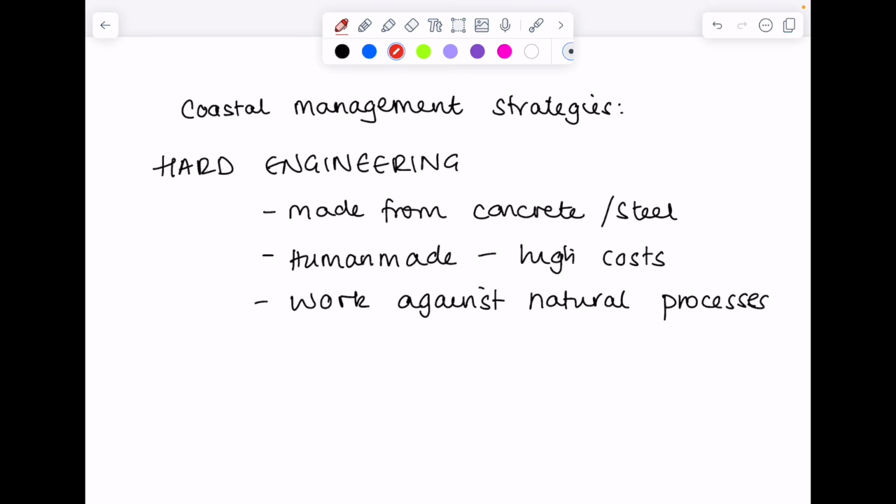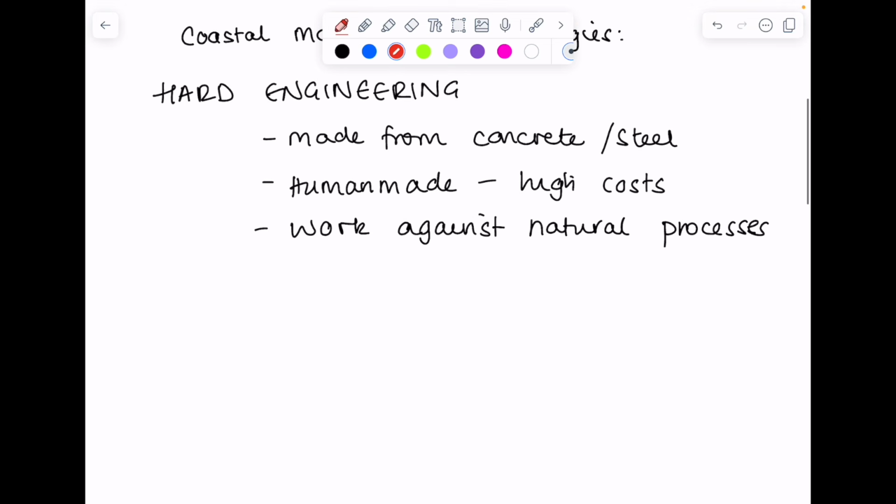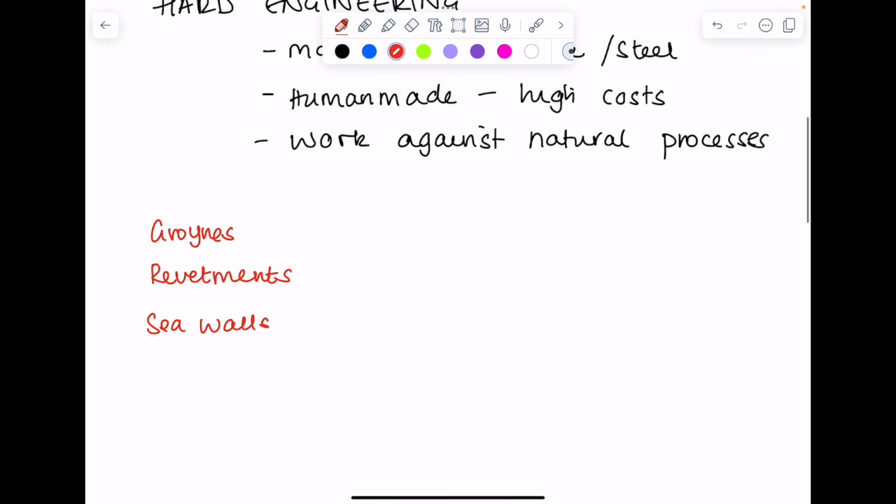The examples of hard engineering strategies I'm going to take you through include groins, revetments, sea walls, gabions, and riprap. And these are all examples of hard engineering strategies.